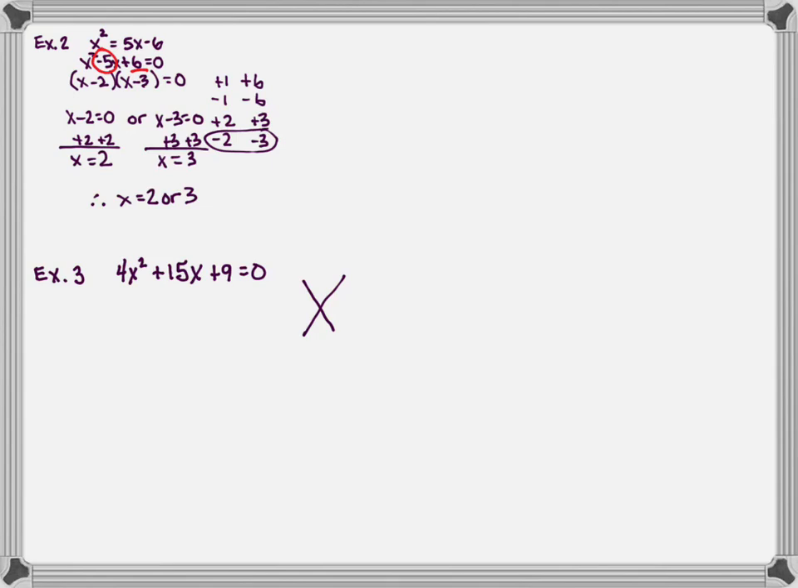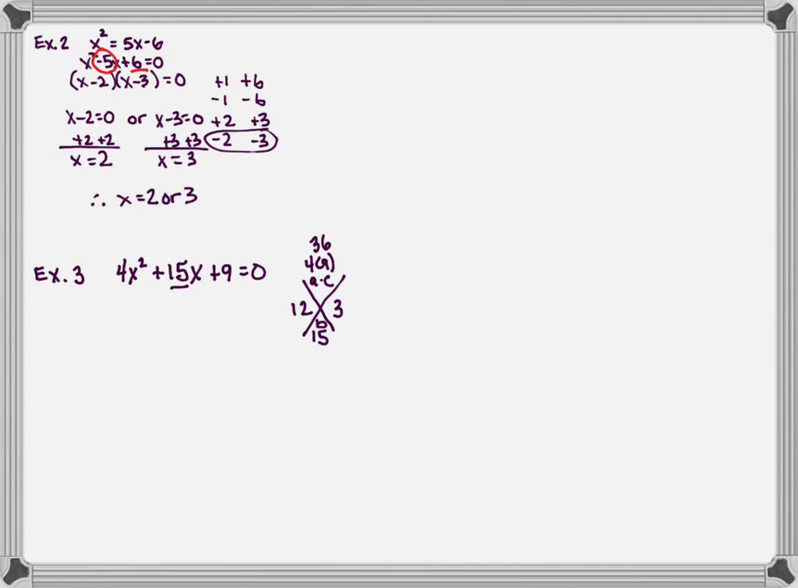So to factor something like this, where we have a coefficient in front of x squared that's not 1, I'm going to draw an x, and at the top of my x, I'm going to fill it in by writing a times c. In our case, that's 4 times 9, or 36. And at the bottom of my x, I will put my b term, which is 15. And we're going to look for numbers that multiply to 36 and add to 15. And those would be 12 and 3. 12 times 3 is 36, and 12 plus 3 is 15.